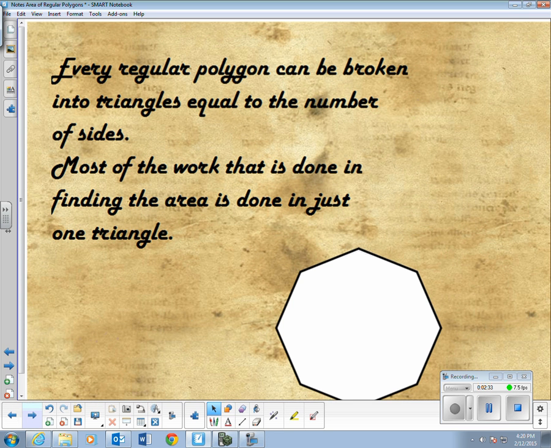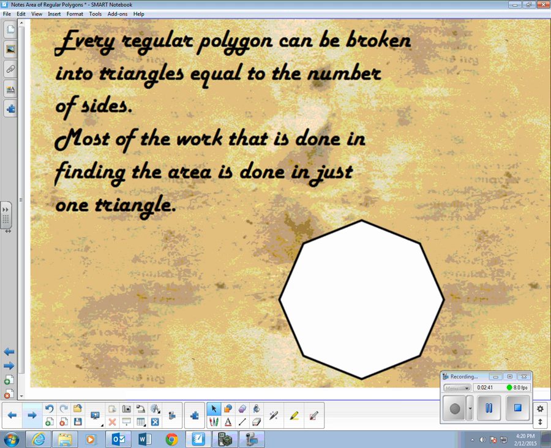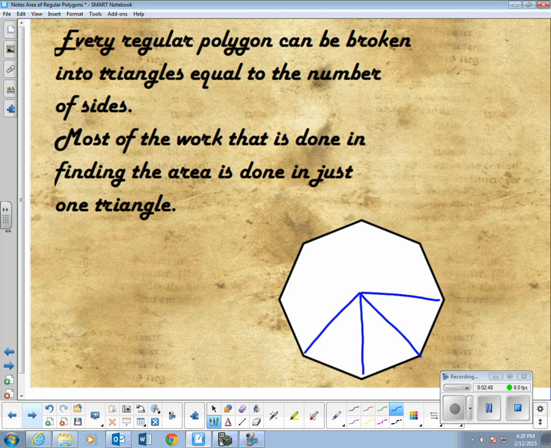All right, so now we have this picture here, and it says every regular polygon can be broken into triangles equal to the number of sides that it has. If we look at this figure here, we could break this into triangles. We could have one here, one here, one here. This figure can be broken into 1, 2, 3, 4, 5, 6, 7, 8 triangles, and it's an 8-sided polygon. But most of the work will occur in just one of these triangles right here.